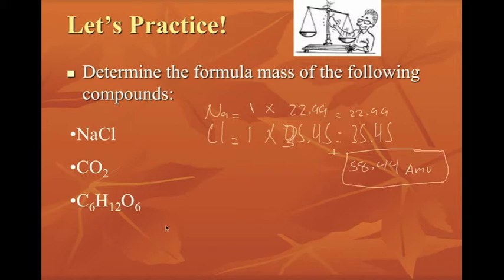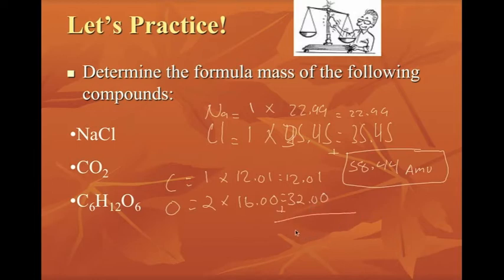Now, let's go ahead and work the next one. We have CO2, which stands for carbon dioxide. That means we have carbon and oxygen, with 1 carbon and 2 oxygens. We know that carbon has an atomic mass, because we found it on the periodic table, of 12.01. Remember, rounding to 2 decimal places. And oxygen is 16.00. We multiply these out, and we'll have 12.01 and 32.00, and add those up, and we will get a formula mass of 44.01. Remember that is AMUs.